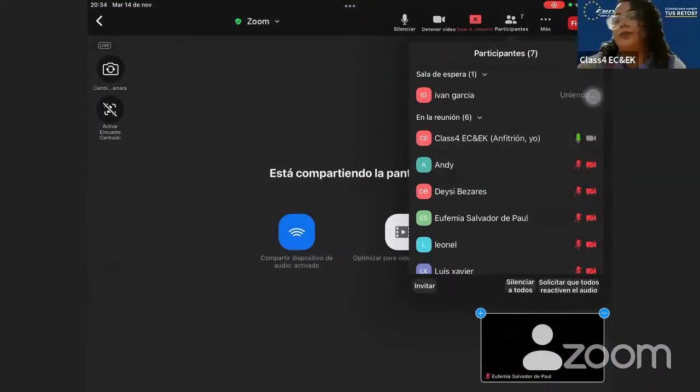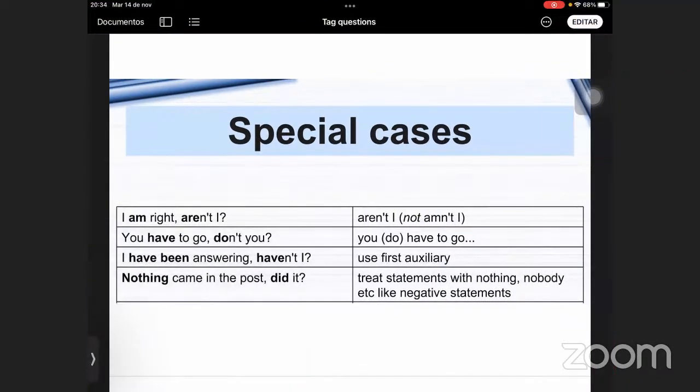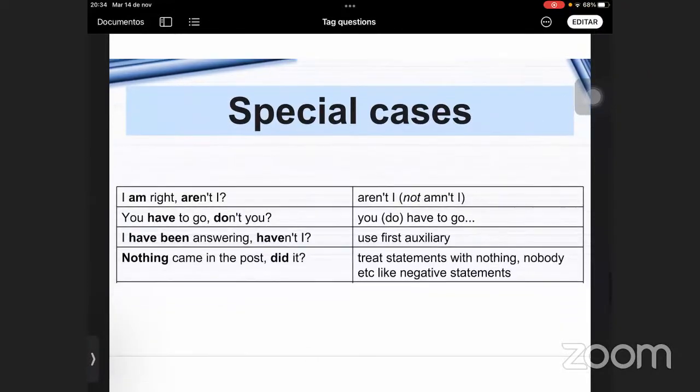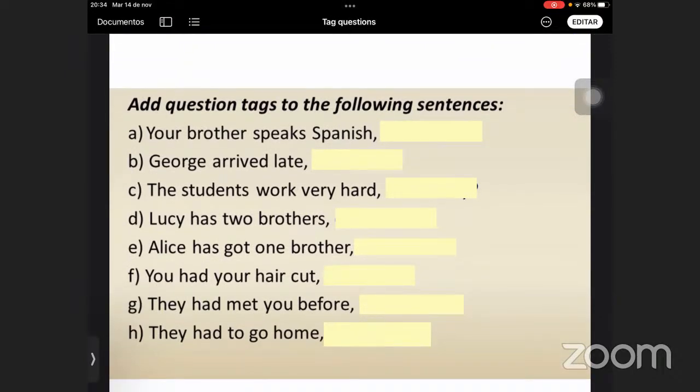Ivan, there you go. Okay, so those are the special cases. That's that. Questions, guys? No? Okay. Listen, I have some questions here. So let's try to do the examples we got.